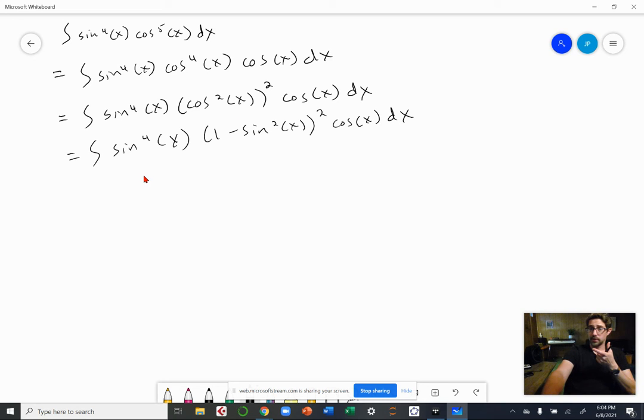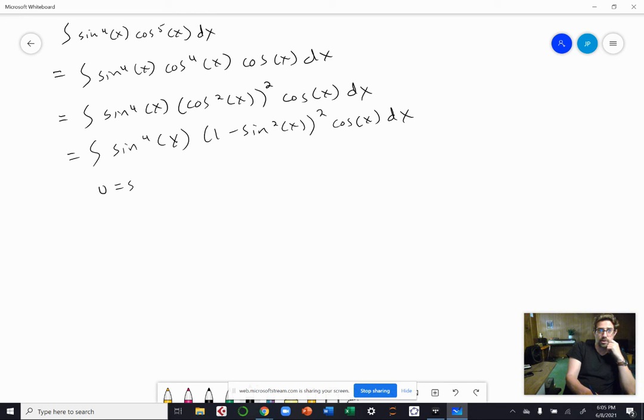If we let u equal sine, we've got u to the fourth, fine. We've got 1 minus u squared, quantity squared, fine. And then we've got du. So now we can do it. We haven't done any calculus yet, right? Everything up to here has just been using trig identities and algebra. The actual integration here couldn't be easier. It's just this stuff. Okay, so let's do it.